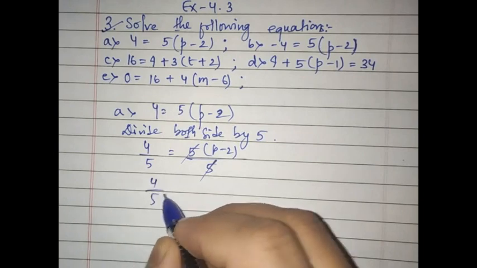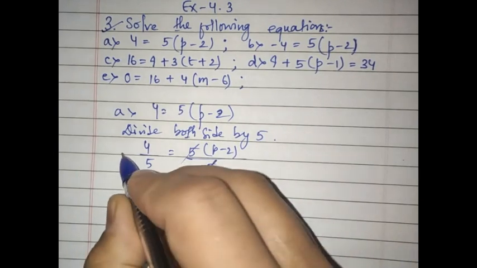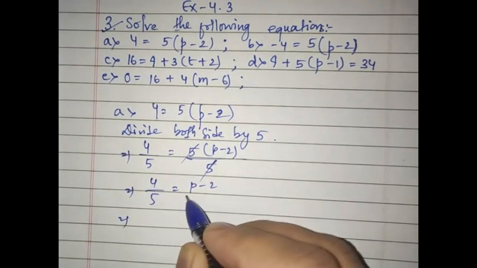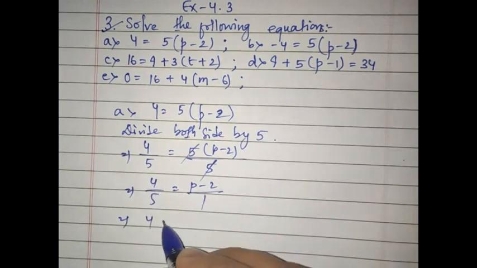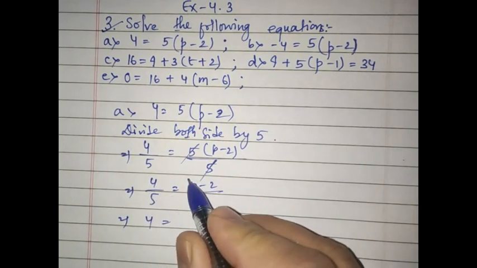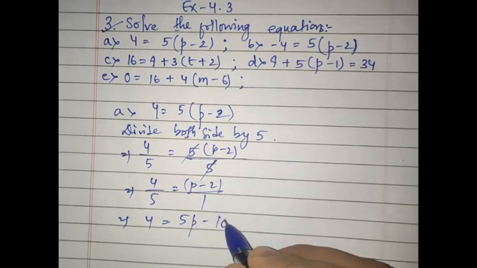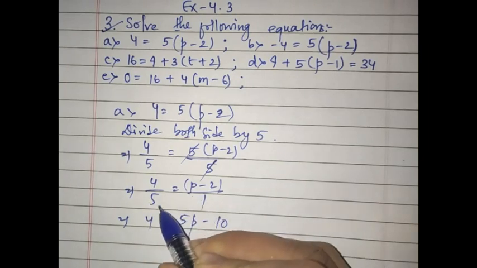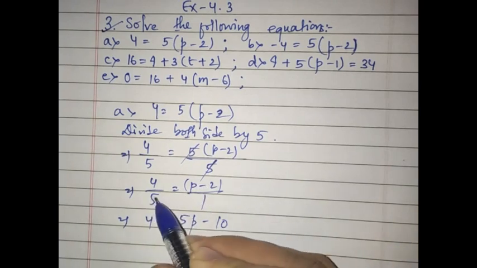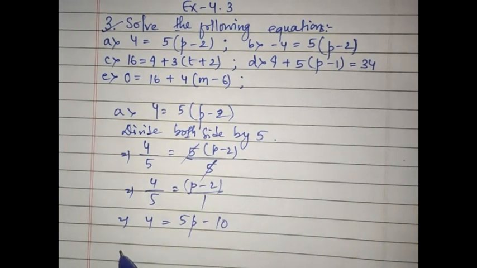4 by 5 is equal to p minus 2, right? So now cross multiply it. 4 ones are 4, and 5 times (p minus 2) is 5p minus 10, because when you multiply, you have to multiply both the terms. Plus into minus is minus, and 5 into 2 is 10. Okay, now what will happen? 5p minus 10 is equal to 4.